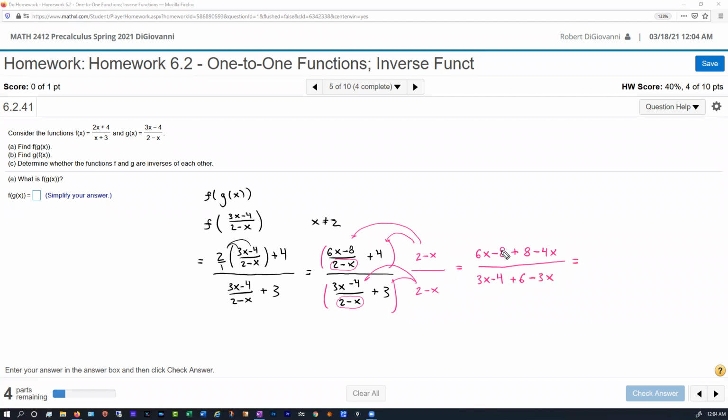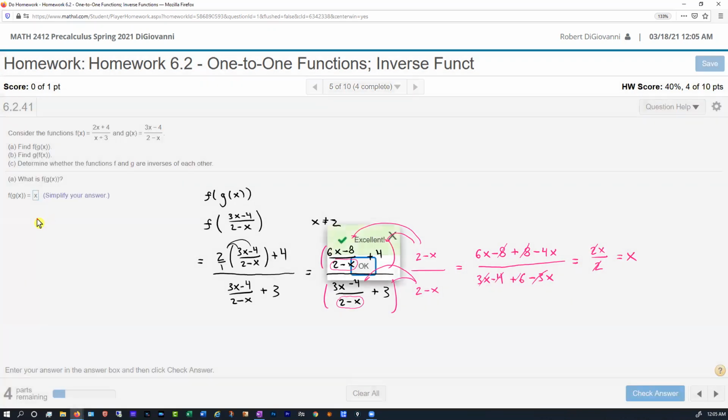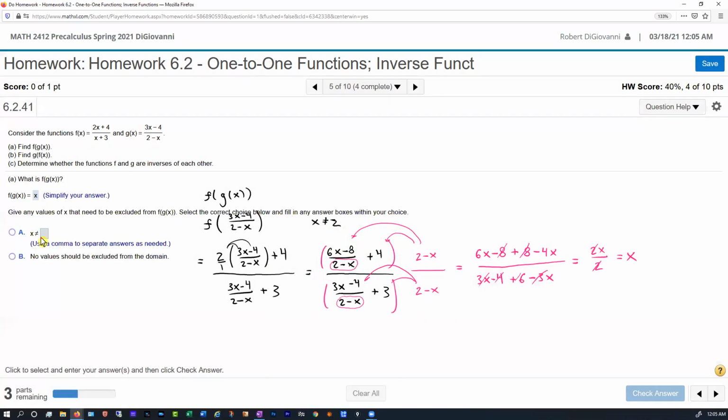Okay, collect like terms on top. The 8's cancel. I'm left with just 2x on top. On the bottom, what do we get here? The 3x's cancel, and then negative 4 plus 6, that gives me 2. The 2's cancel, and I just get x. Okay, so when we do this, we should just get x. And we do have a domain restriction that x cannot be 2.